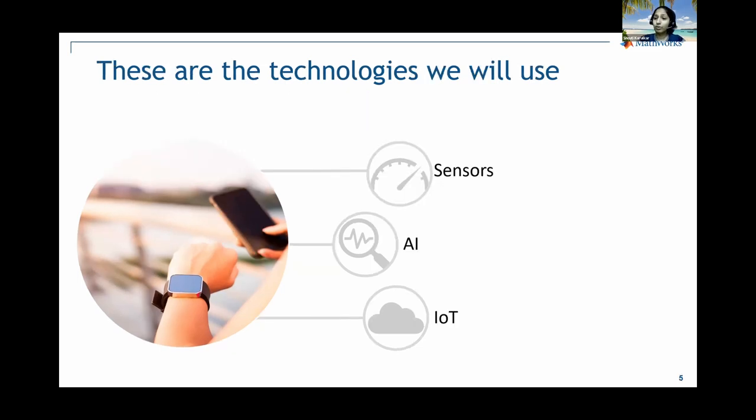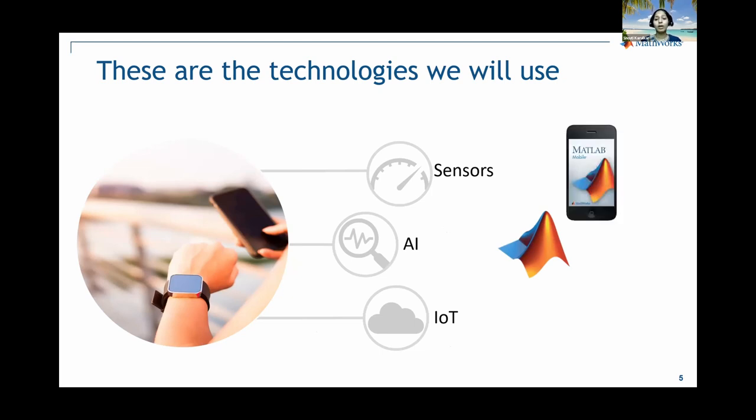So now I want to talk about the technologies that we are going to use today for our hands-on exercises. To implement AI, we are going to use MATLAB. To access sensors in our mobile devices, we are going to use an app called MATLAB Mobile. This app is available on both Android and iOS. And for learning about IoT, we are going to use ThingSpeak. ThingSpeak is an open IoT platform with MATLAB analytics.